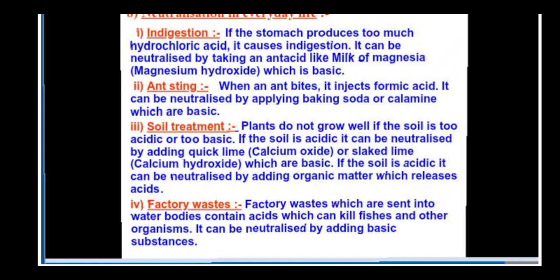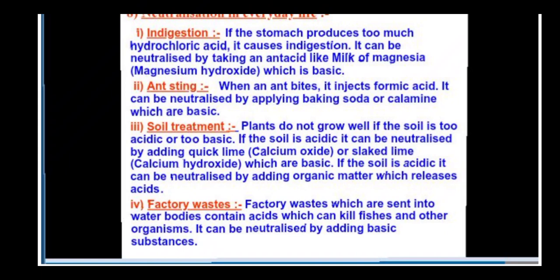Now, ant sting. What happens if an ant bites you? When an ant bites you, it injects formic acid. What does it inject in our body? Formic acid. And this can be neutralized. If we want to neutralize it, we can use baking soda or calamine lotion. Again, baking soda and calamine lotion are basic.